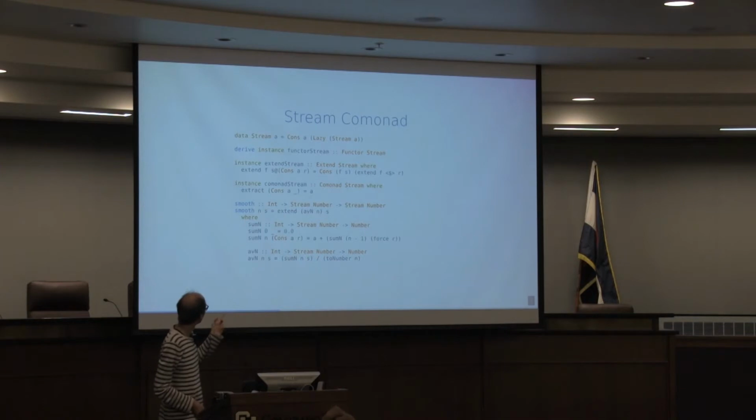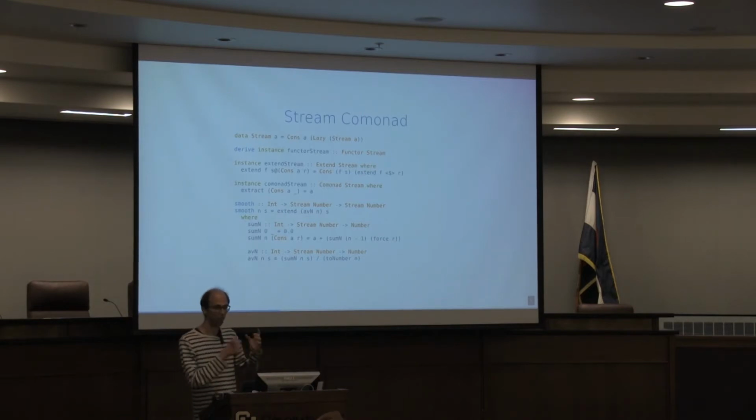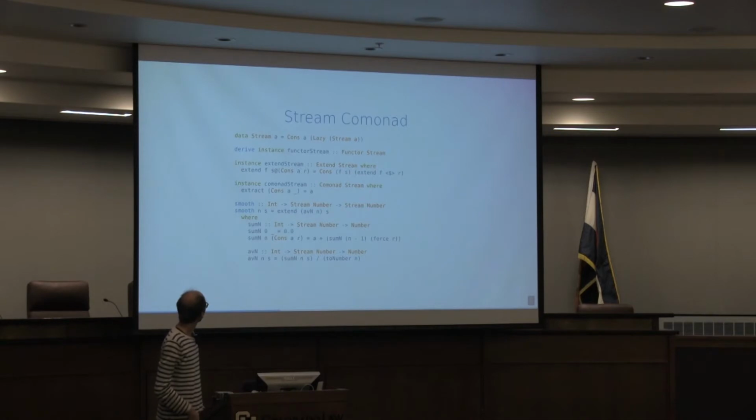The extend map is actually very similar to the map, to the functor instance. The difference is that you have access to the whole stream at every step. So you can change the stream. You can extract a value not just from the single A, but you can be non-local and extract things from other A's. And the extract method is very simple. It just extracts the first value.